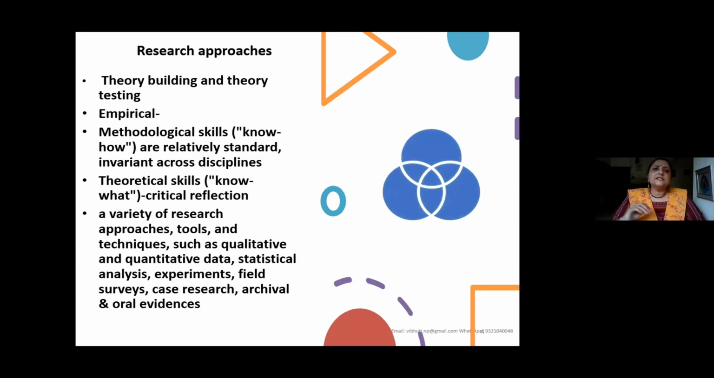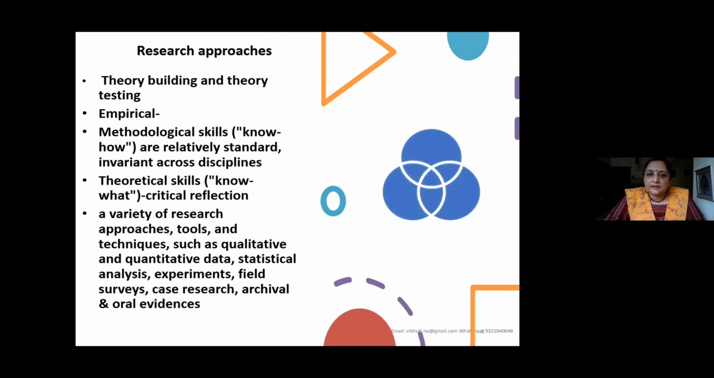Now, the research approach in any social science practice: first of all, it's most important to have theory building, and also to come up with testing, whether your theory is esoteric, whether it is unrealistic, or whether it has a foundation and is rooted in the existing reality. So empirical research, which is knowing the reality, is very important. You need to have methodological skill: how are you going to conduct your research? What kind of standards are you going to use?